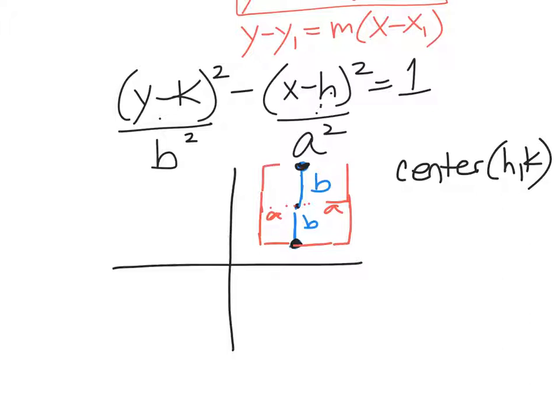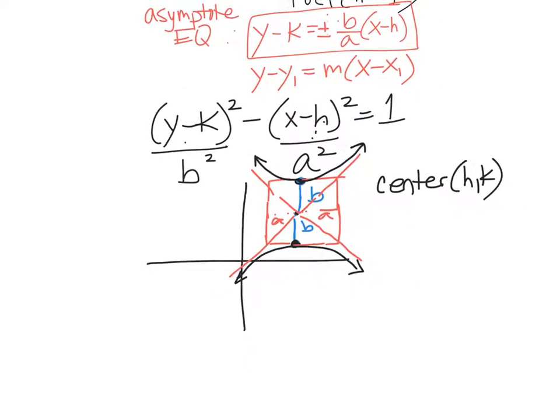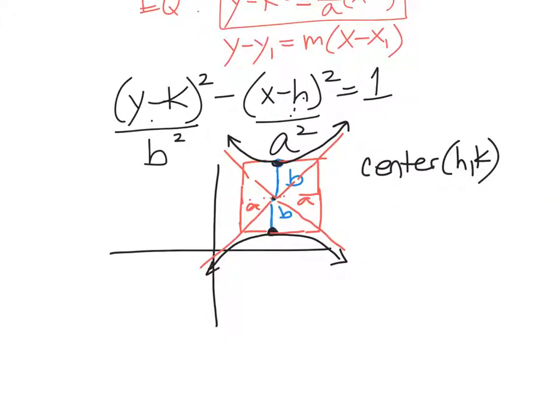Everything's all pretty much the same. And then you draw your asymptotes. And then finally your graph. And your graph will go up and down instead of left and right because Y went first this time. Okay? Everything else stays pretty much the same. So the vertices are now going to be on the Y part of your center. So it'd be H and then K plus or minus B.